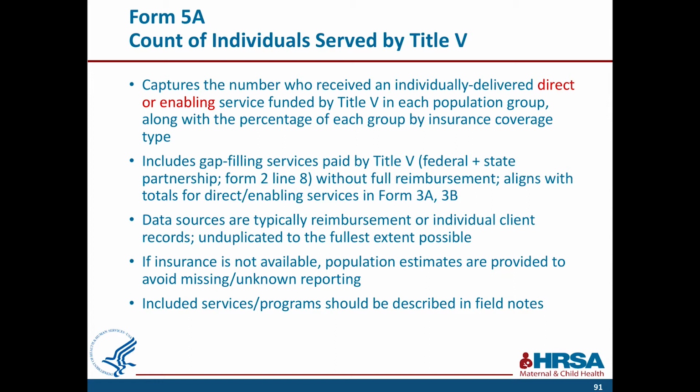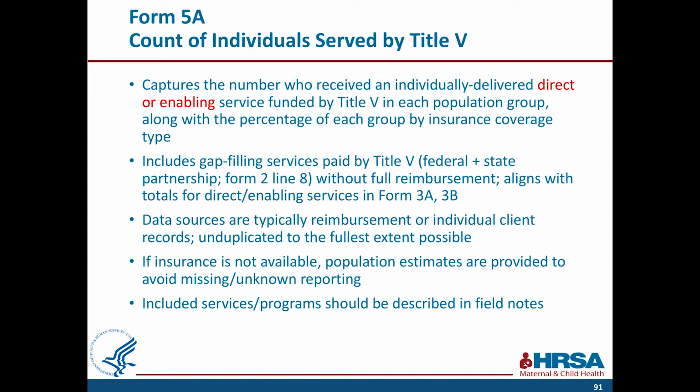But Form 5A, okay, so this is your count of individuals. This is your direct enabling and gap filling services paid by Title V. It's at Form 2, Line 8. That's your federal state partnership dollars. I need to make that point because if you look at Forms 3A and 3B, we break out federal and non-federal. This is not broken out by federal and non-federal. This is your federal state partnership together, your total Title V investment, how many you are serving.